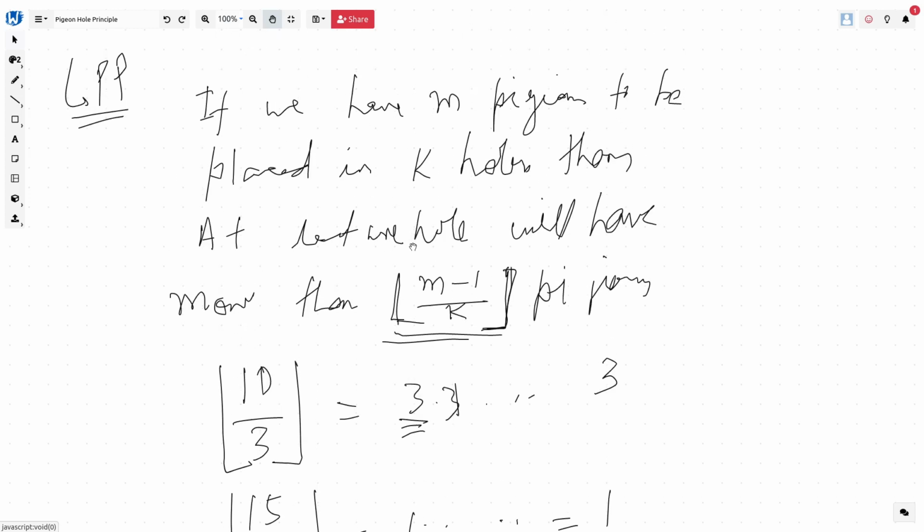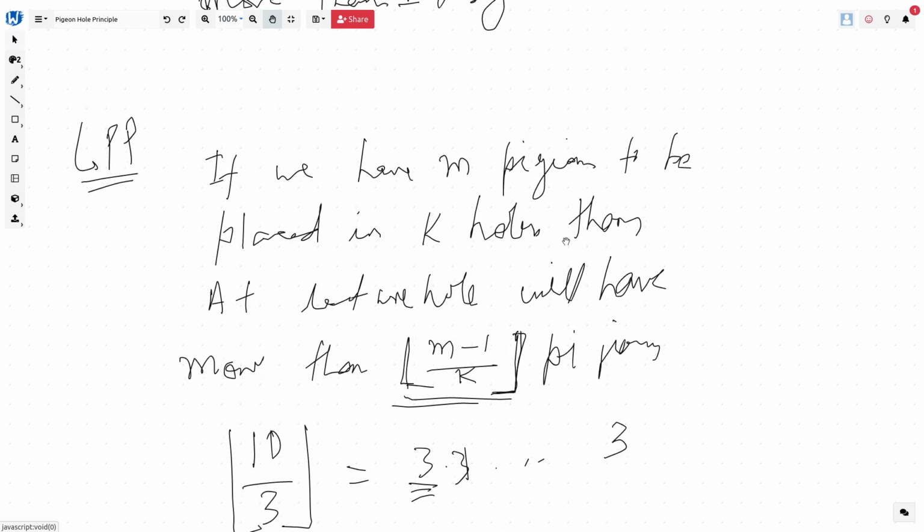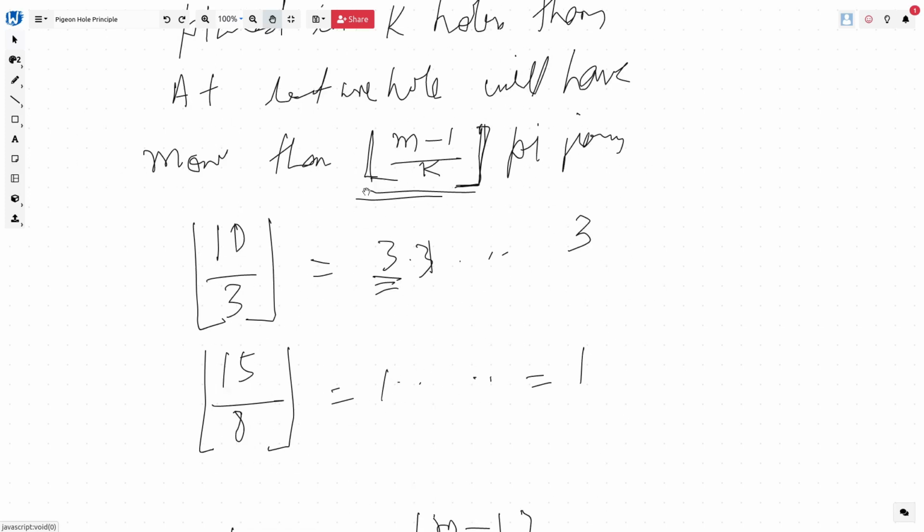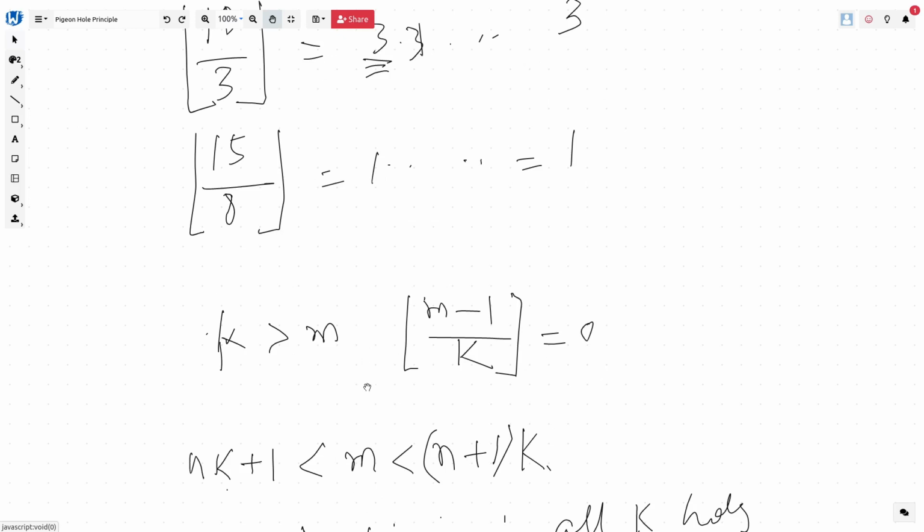Now we'll move to the proof of this: if we have m pigeons to be placed in k holes, then at least one of the holes will have more than the floor of (m minus 1) by k pigeons. So we take 2 cases here. The first case is k is greater than m, so there are more holes than pigeons, right? Then the floor of (m minus 1) by k is 0, because this number lies between 0 and 1. So the minimum integer value will be 0. Now it is obvious that at least one of the holes will have more than 0 pigeons, because we have to place at least one pigeon somewhere, in any of the holes.